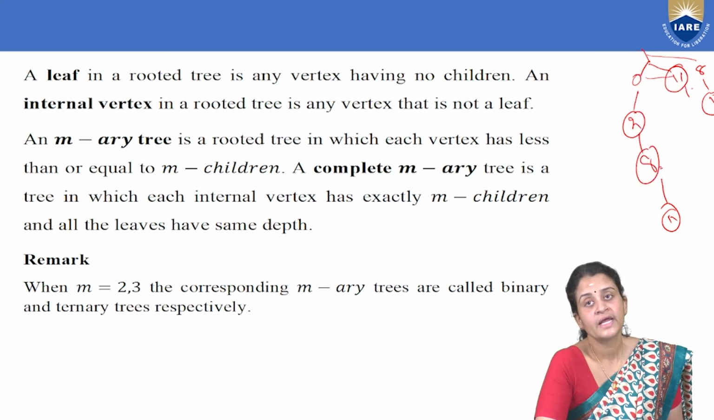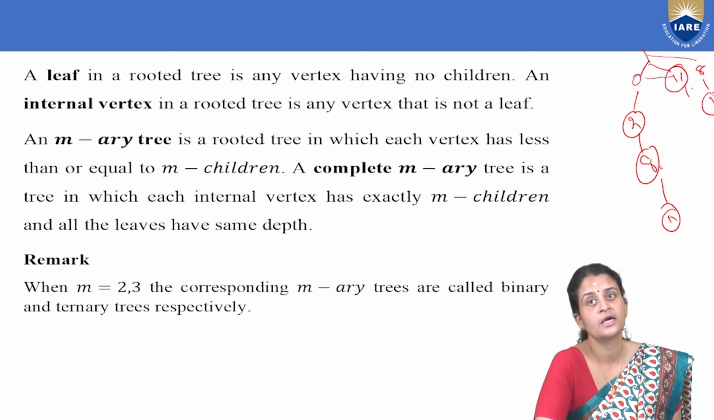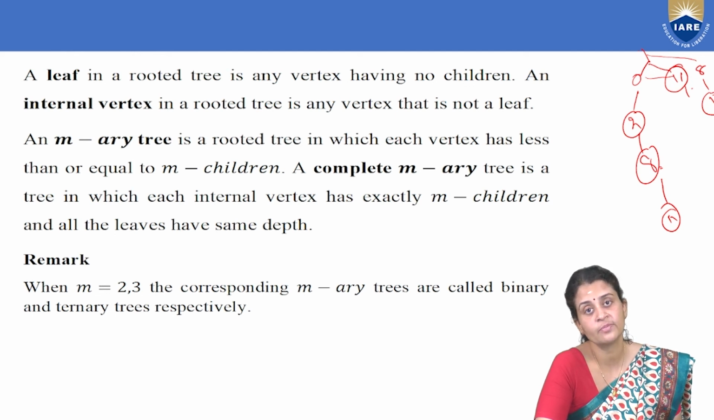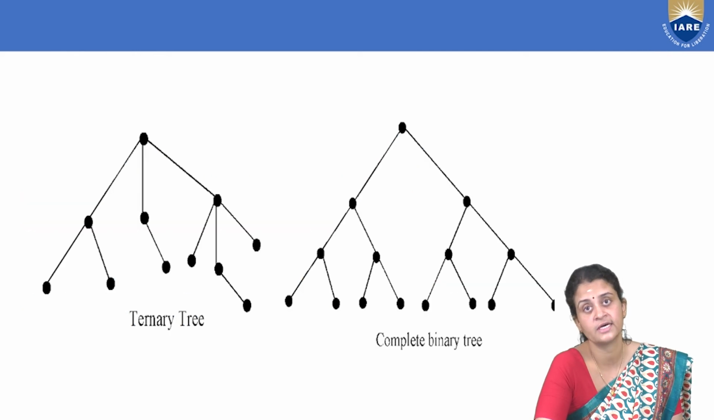An m-ary tree is a rooted tree in which every vertex has less than or equal to m children. A complete m-ary tree is one in which each internal vertex has exactly m children. When m is equal to 2 and 3, the corresponding m-ary trees are called binary trees and ternary trees respectively. We will see that.